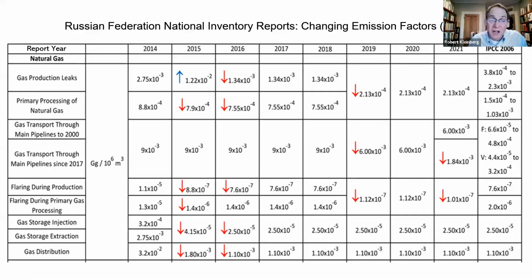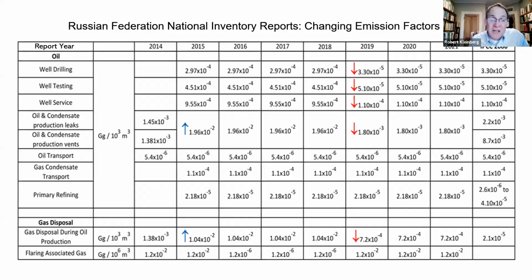So this is the gas spreadsheet. Same thing for the oil spreadsheet. And now it's, again, in terms of the amount of oil going through their entire system multiplied by these various factors.